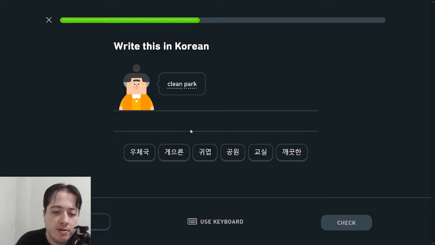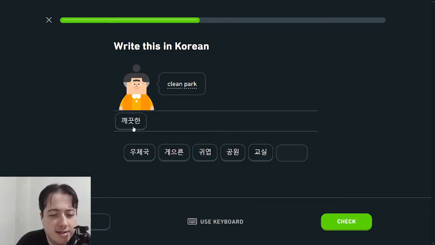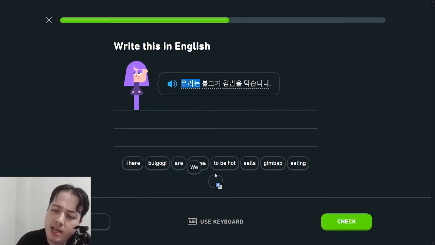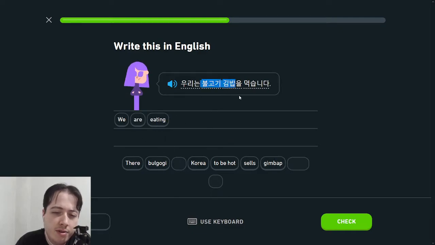Clean park. So, 깨끗한. All right. 깨끗한 공원. 우리는 불고기 김밥을 먹습니다. So we eat. 먹습니다 is to eat. So we eat or we are eating 불고기 김밥.